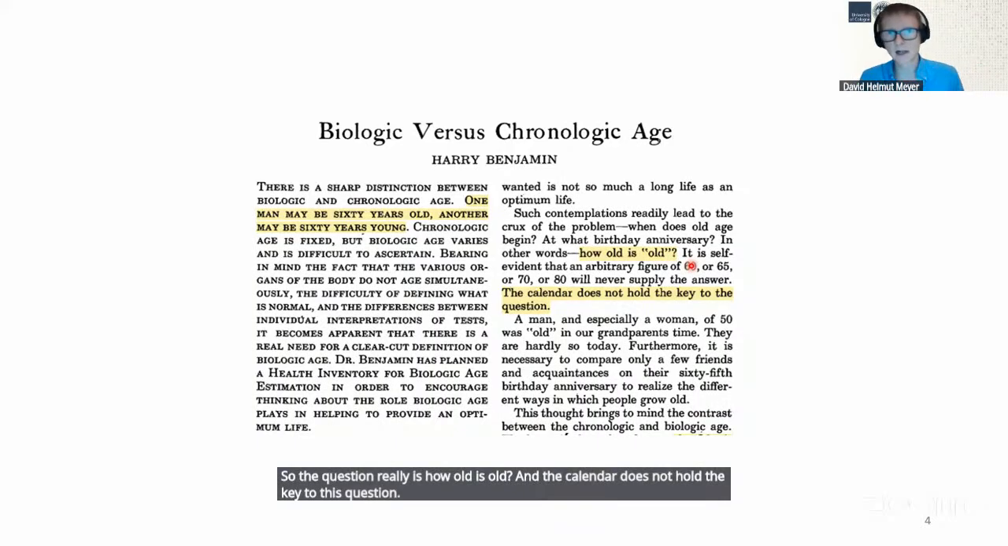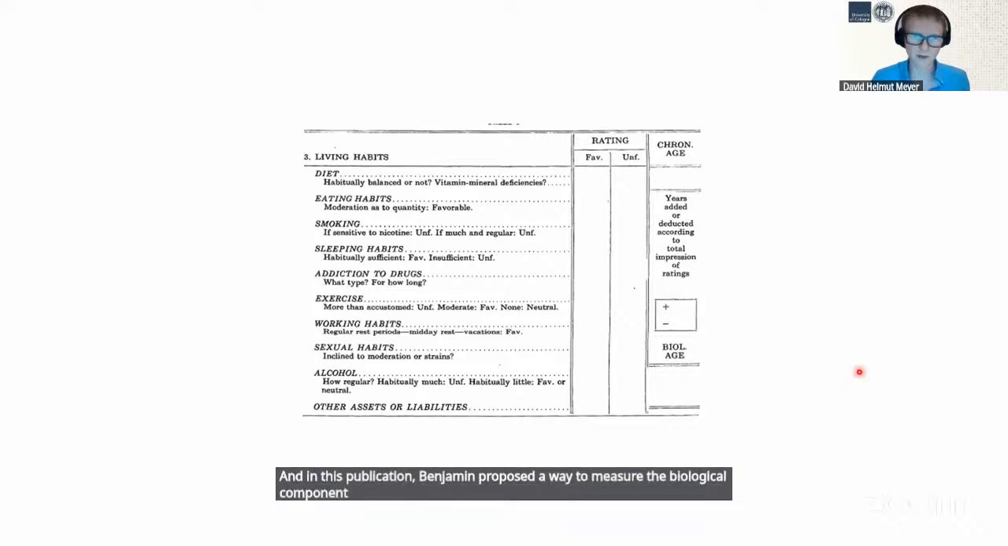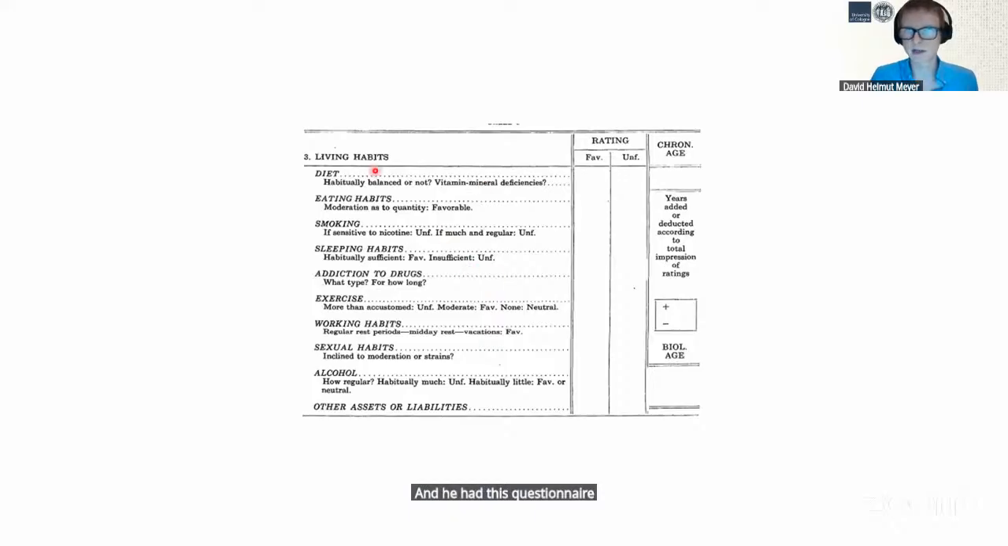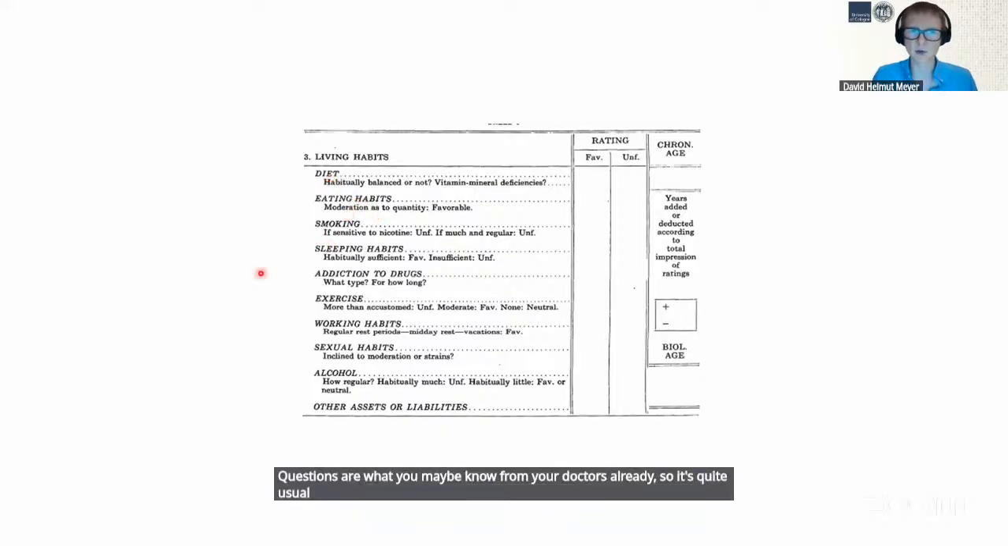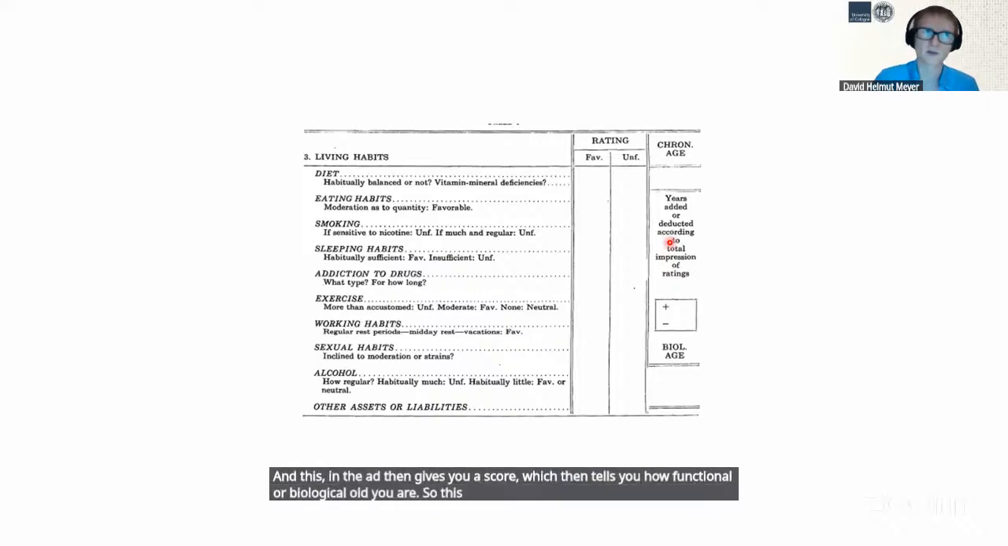There's something else. In this publication, Benjamin proposed a way to measure the biological component. We call it functional age, and he had this questionnaire. The questions are what you maybe know from your doctors already. It's quite usual: diet, eating habits, smoking, how well you sleep, and so on. Nothing unusual, and something that is still used today. This in the end gives you a score, which tells you how functionally or biologically old you are. So this was the first way to test your biological age. Of course, this gives you some insights, but it doesn't give you any mechanism. You don't know why it's happening.